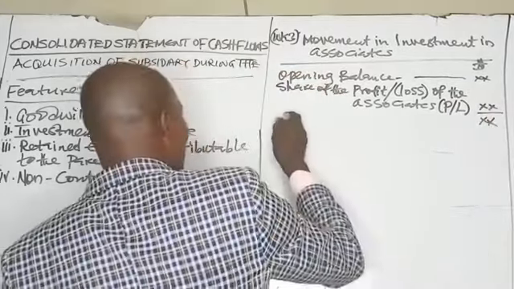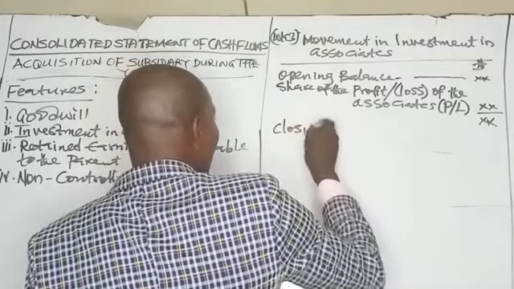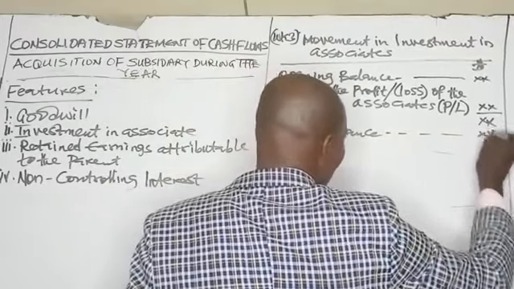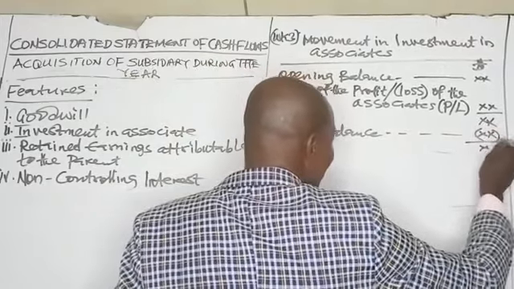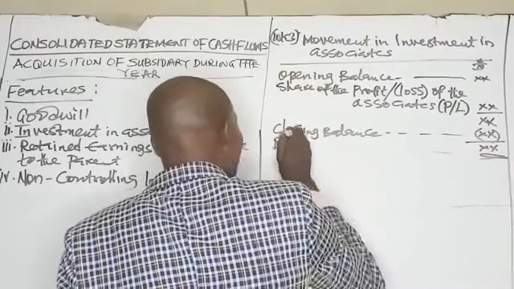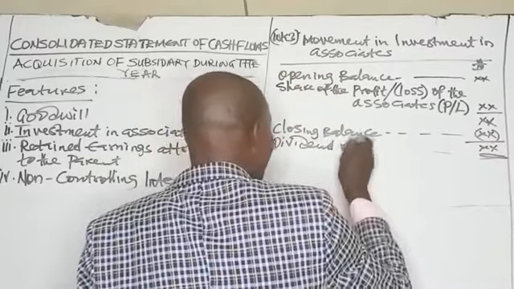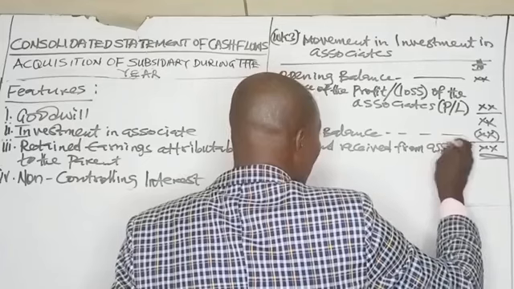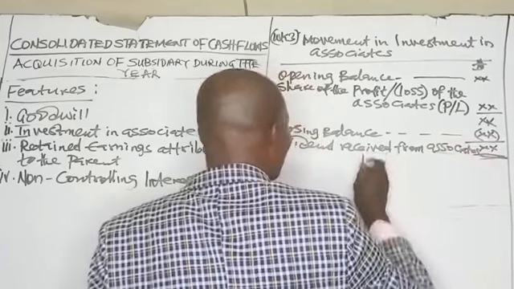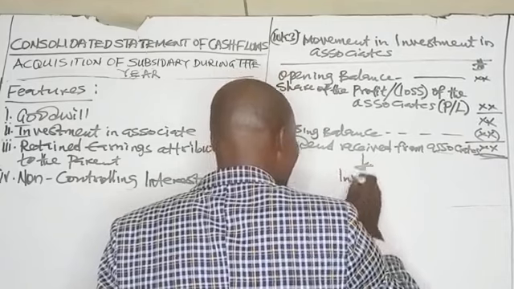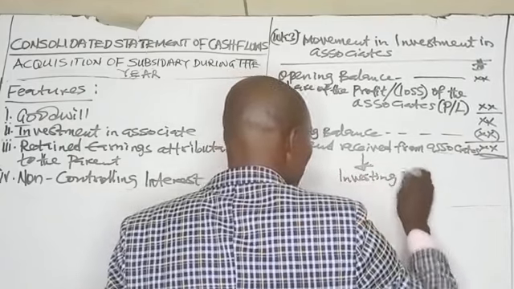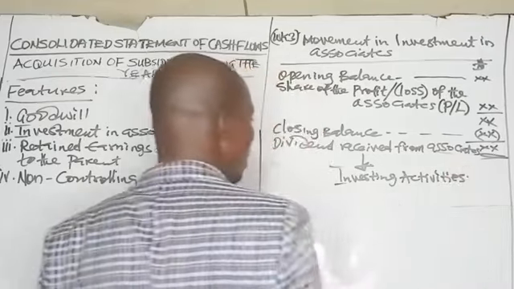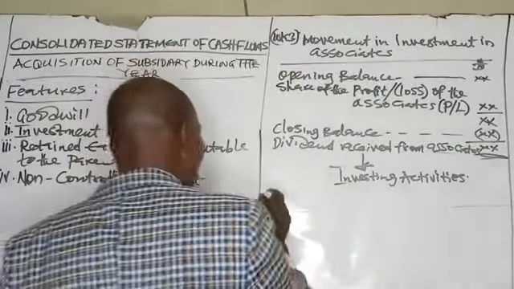Then you have the closing balance under non-current assets. So you take the closing balance, and after subtracting this, you get the dividend received from associates. This amount will be shown under investing activity. You report the amount as investing activities.